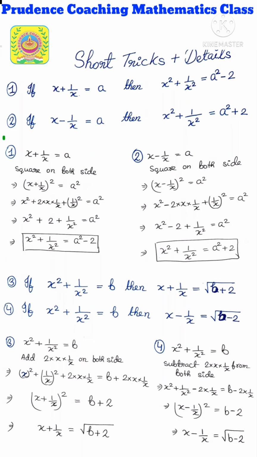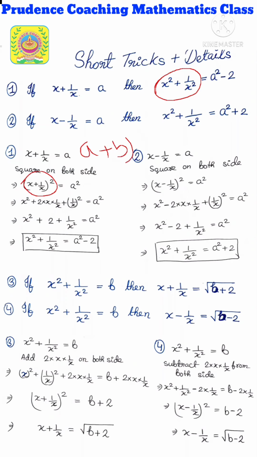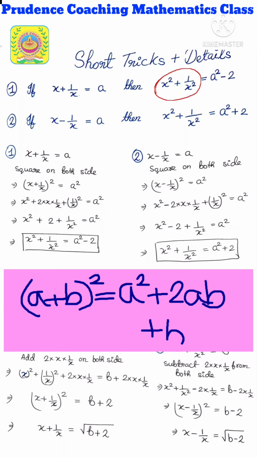Following the traditional method, as we have x square, we will square both sides. So we square this side, x plus 1 by x the whole square, and a square. Here we can apply the formula of a plus b the whole square, where a is x and b is 1 by x. Applying the formula, we get a square, that is x square, plus 2ab, 2 into x into 1 by x, plus b square, where b is 1 by x. We get this on the left hand side, and on the right hand side we get a square.